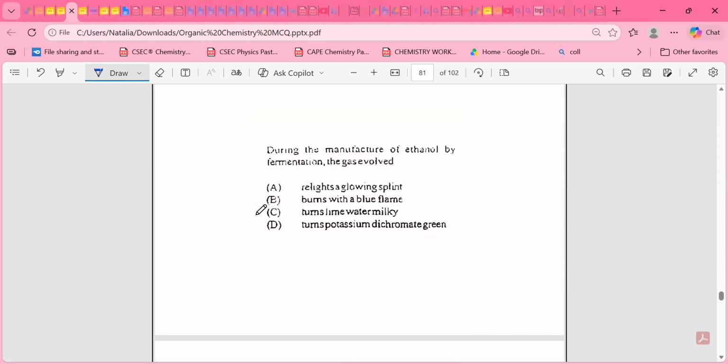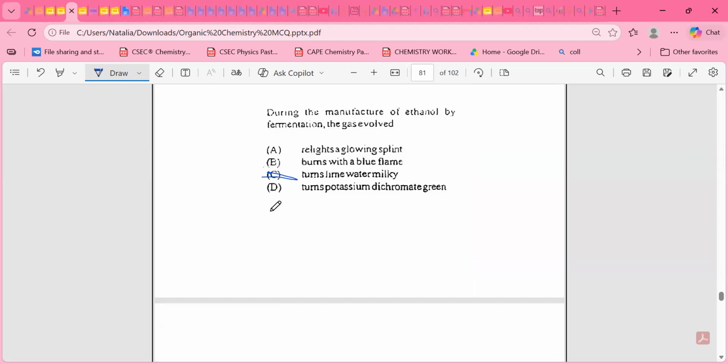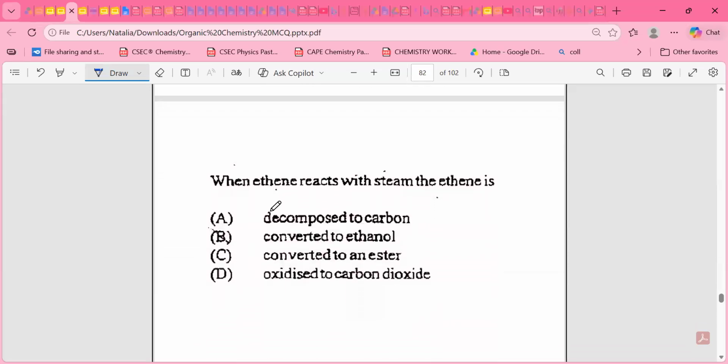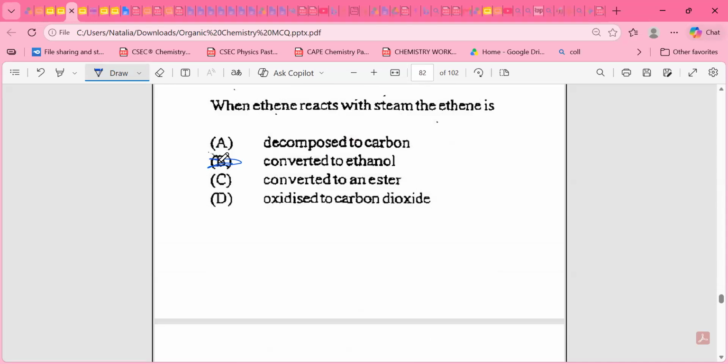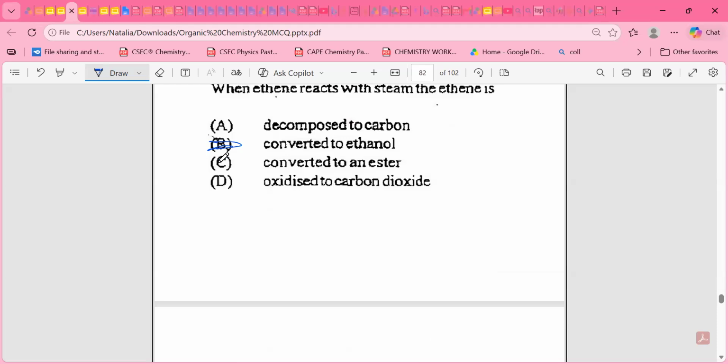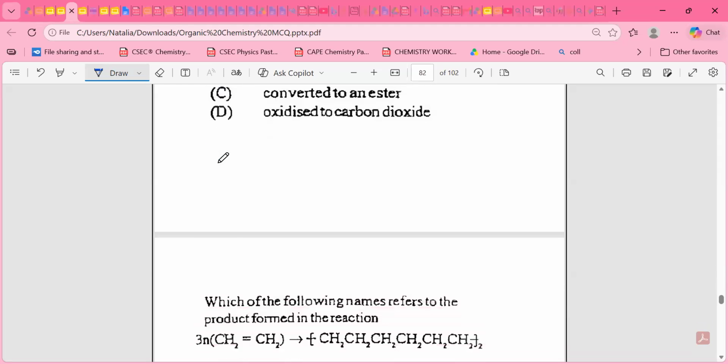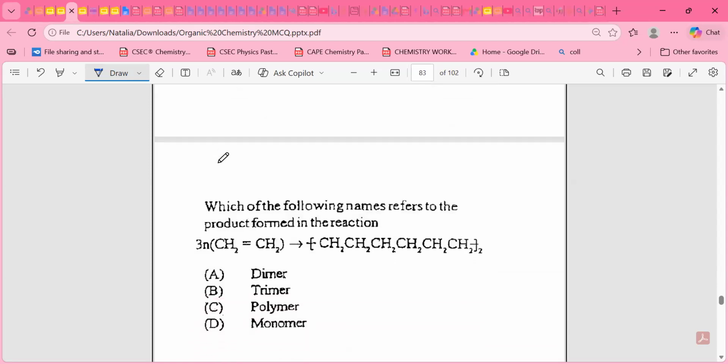During the manufacture of ethanol by fermentation, the gas evolved is carbon dioxide. It turns lime water milky. When ethene reacts with steam, ethene is converted to ethanol. What's the reaction called again?